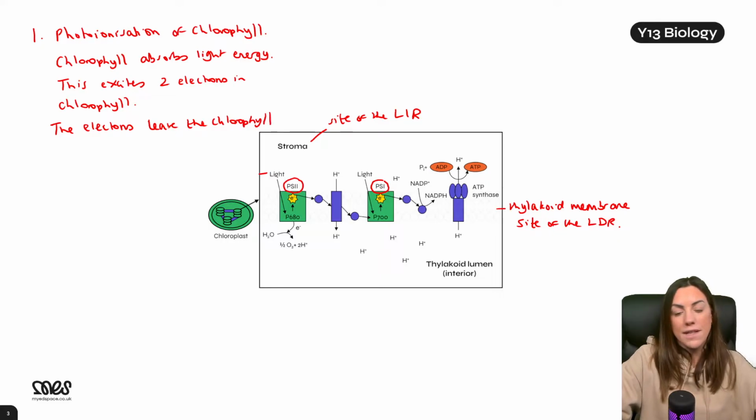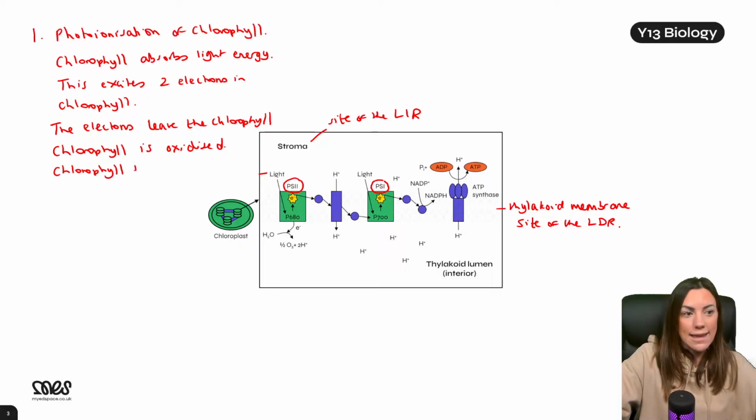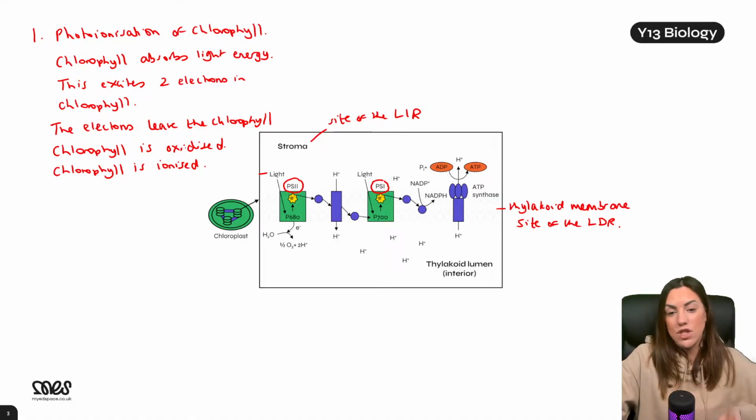Now, because the chlorophyll has lost electrons, remember, oxidation is the loss of electrons. So we could say the chlorophyll is oxidized, or because the chlorophyll has lost those negatively charged electrons, the chlorophyll is ionized. Okay, it will now have a positive charge because it's lost two negatively charged electrons. So we call that ionization. It's also an example of oxidation.